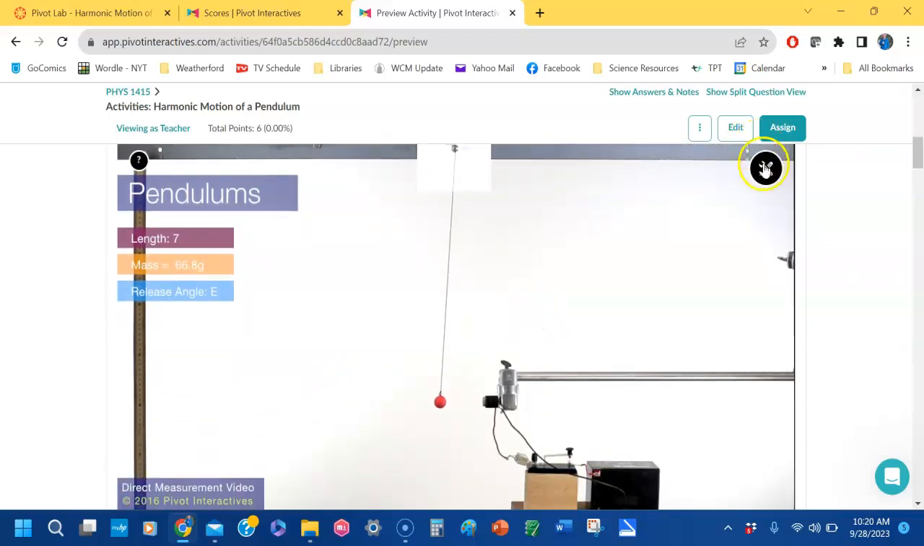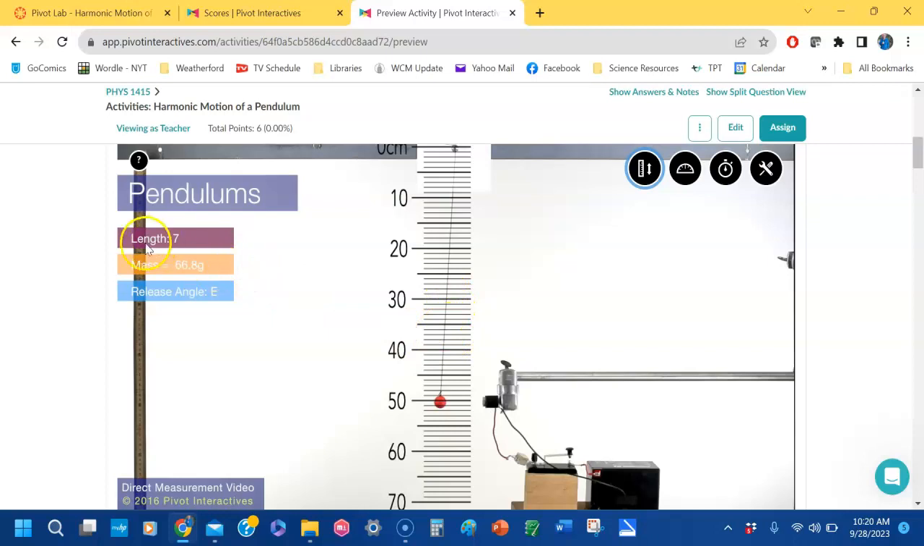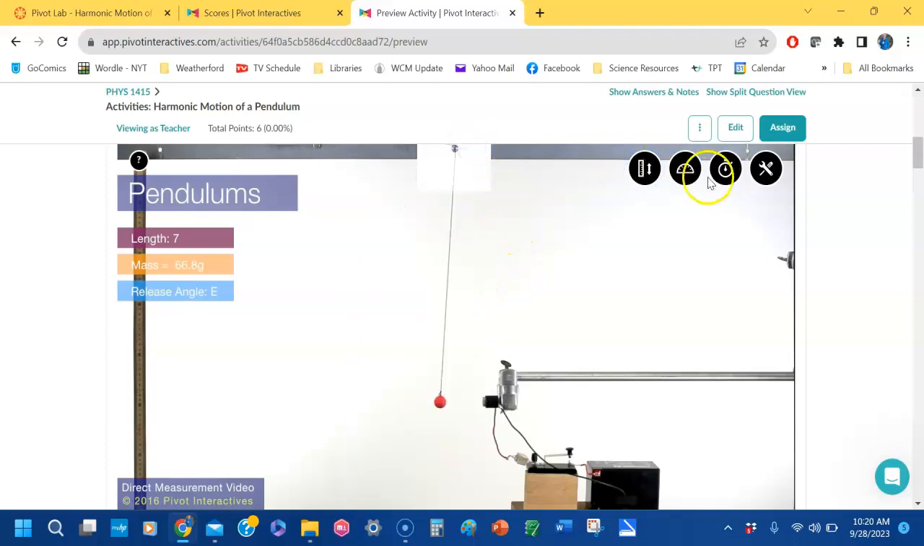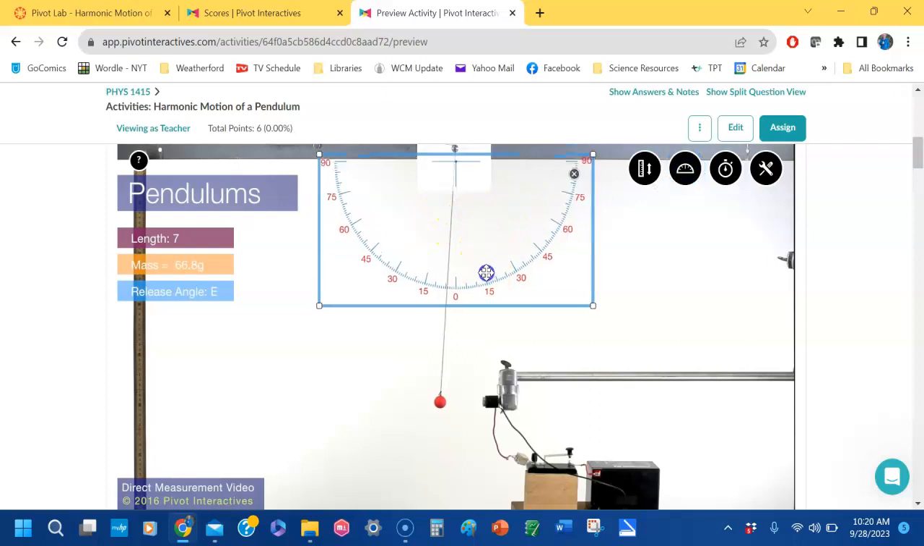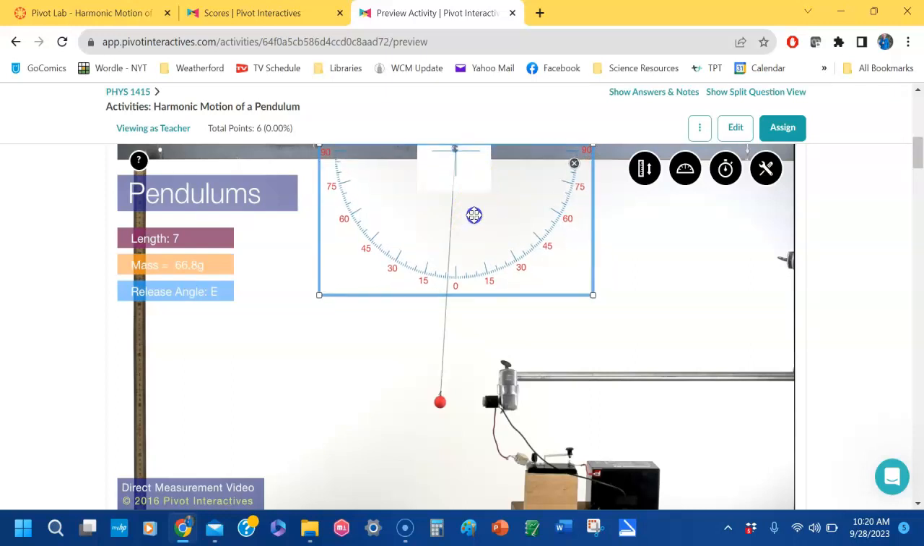Now, for our measurements, once again, we go to our tools as usual. There is a ruler, but the ruler is primarily going to be for when you're measuring length. So when you're measuring the length of the string, then you will need that. But for this one, that's not going to be important. We need the protractor. You need to set it so that the little crosshairs and the little dot are right on where the fulcrum, or where the pendulum is attached. We're going to line that up there.